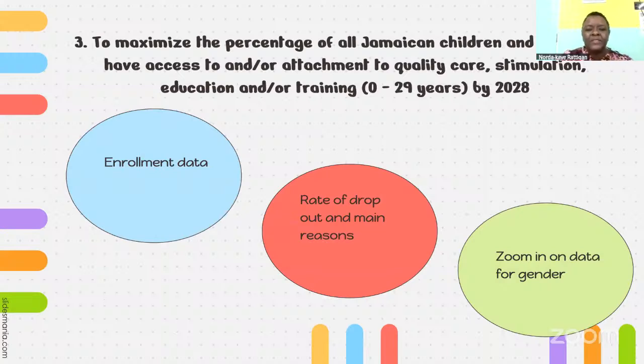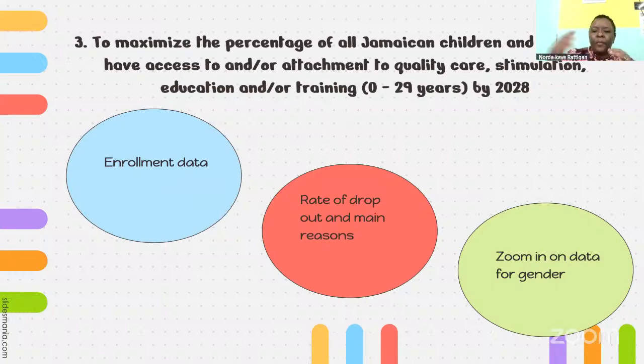Now, number 3 speaks to how you give access to quality education for Jamaican children from 0 to 29 years. Depending on your school, if it's an infant school, when you're setting your goal, you pick out your years. So you're going to say from 6 to 12 for primary, from 4 to 6 for ECC. If you're a high school, you will say from 12 to probably 18, 19, depending on where you stop.